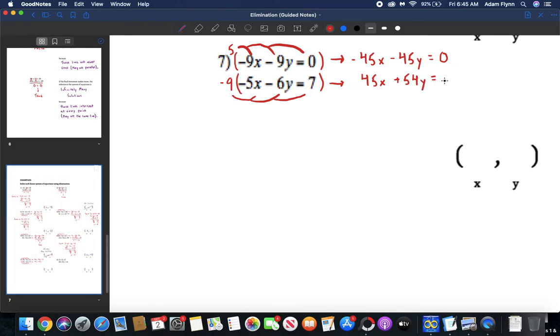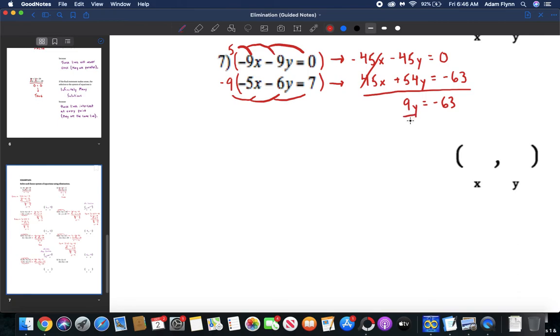And negative 9 times positive 7 is going to be negative 63. So if I combine these, negative 45x plus 45x will eliminate. Negative 45y plus 54y is going to be a positive 9y. And 0 minus 63 is going to be negative 63.